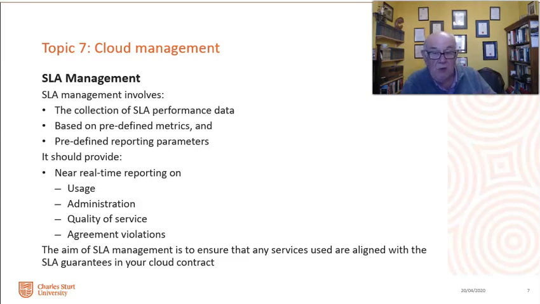So in the SLA management topic, we'll look at what's involved here, because we know in SLA management, we collect some performance data. These are based on some predefined metrics that we may have worked out with the provider beforehand, and some predefined reporting parameters. But you'll get near real-time reporting on usage, on your admin, on the quality of service, and any violations against the SLA. And so this is where you need to start looking fairly well at how we do this. I've also included a subtopic in the lecture on SLA governance. So that will give you some further ideas about how to formalise that process so that you can run it, particularly if you start to put a fair amount of stuff in the cloud.